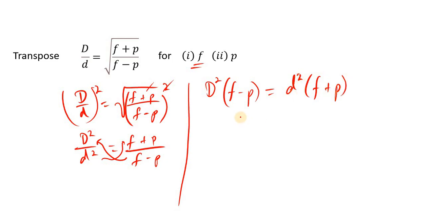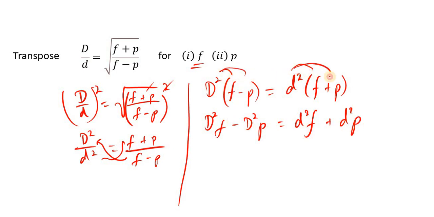All right, so now to get the f terms together, we need to multiply out brackets. We have d squared f minus d squared p equals capital D squared f plus capital D squared p. How did we do that? Well, we use the distributive law. As you can see, d squared times f is d squared f, d squared times p is d squared p, and so on. But bear in mind, we're looking at the capital and the common letters.